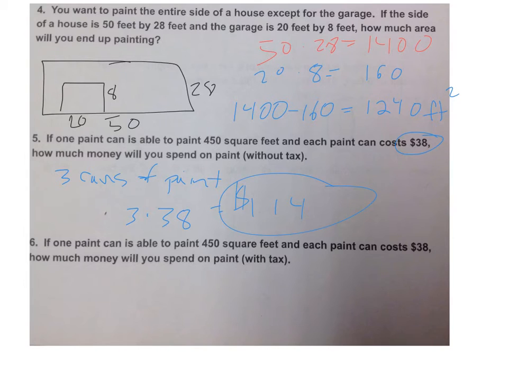But if one paint can is able to paint 450 square feet and each paint can costs $38, how much money will you spend on paint with tax? So we have to do 7% of the $114. If we do 0.07 times 114, it's $7.98, and we add our tax. So we have 114 plus our $7.98. When we do that, we end up getting $121.98, and that's how much it will cost with tax.